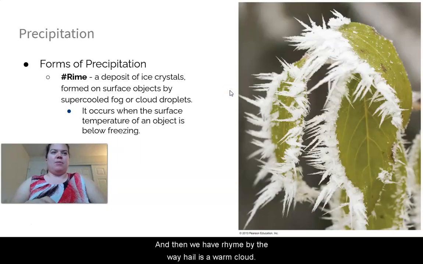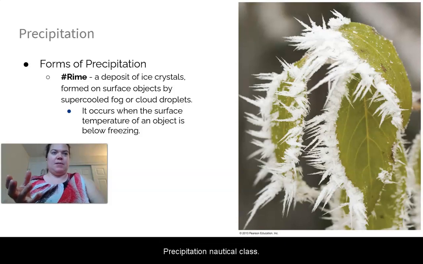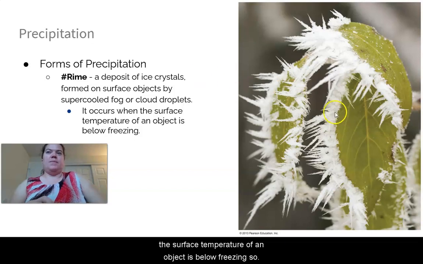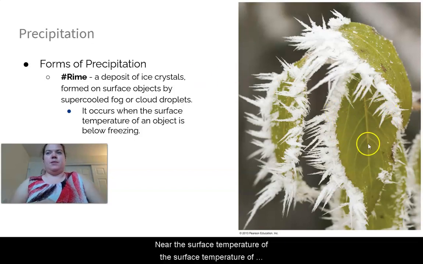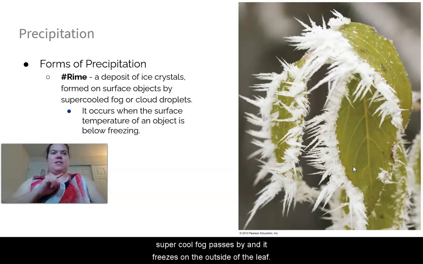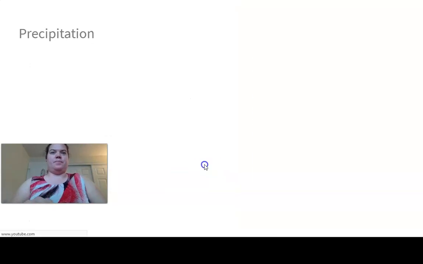And then we have rime. By the way, hail is a warm cloud precipitation, not a cold cloud. So rime is a deposit of ice crystals formed on surface objects by supercooled fog or cloud droplets. It occurs when the surface temperature of an object is below freezing. So we have the surface temperature of this object, which is a leaf, and it's below freezing, and then the supercooled fog passes by and it freezes on the outside of the leaf.